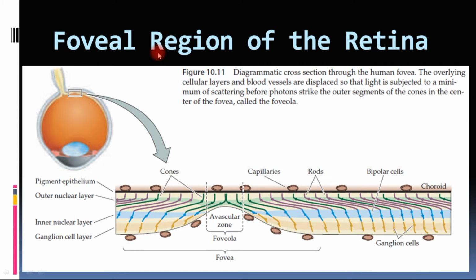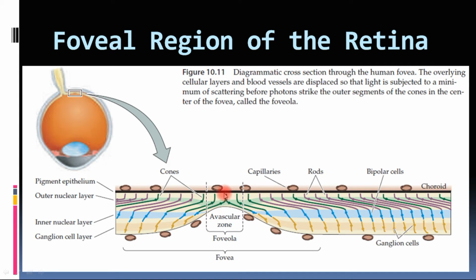But in the case of the fovea, the inner layers are displaced. It is an avascular zone also, and the inner layers are displaced so that the light directly falls on the rods and the cones, especially the cones. Okay, so in the foveal region, as you can see, there are many cones and very few rods. Especially on the cones, the light directly falls, and that is how it increases the detailed image and detailed vision in the fovea.